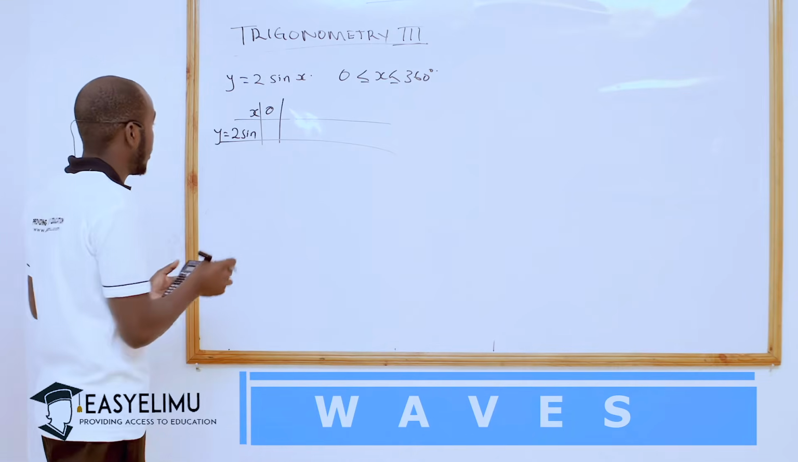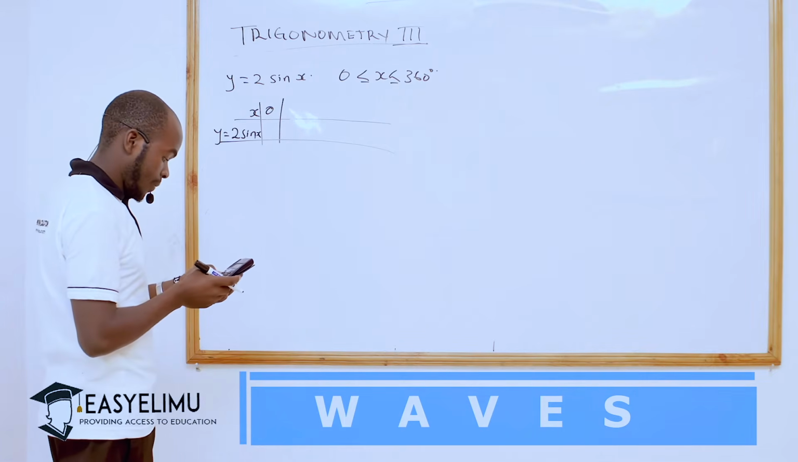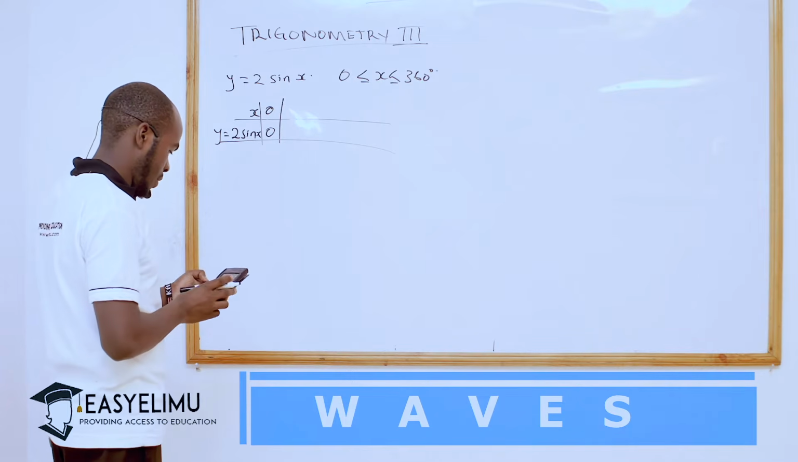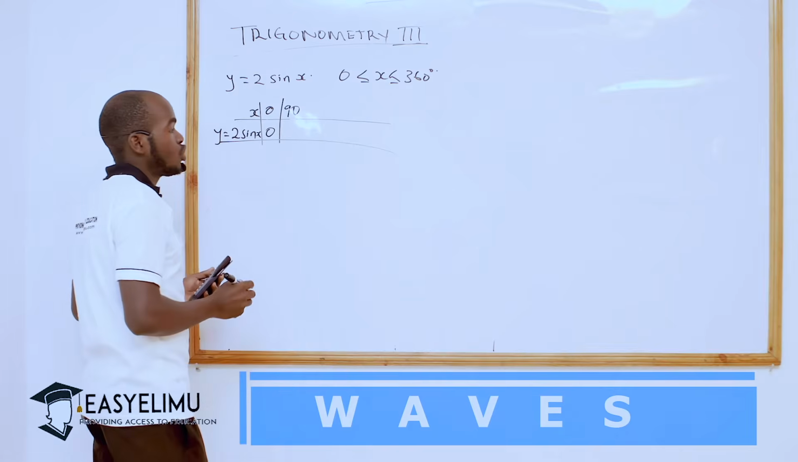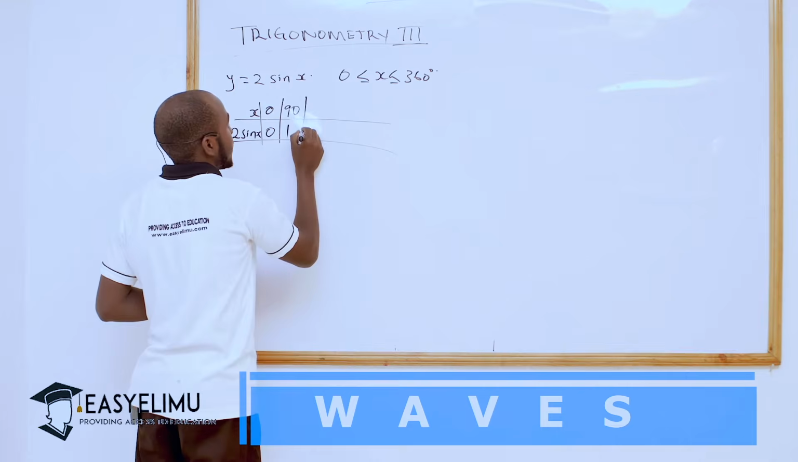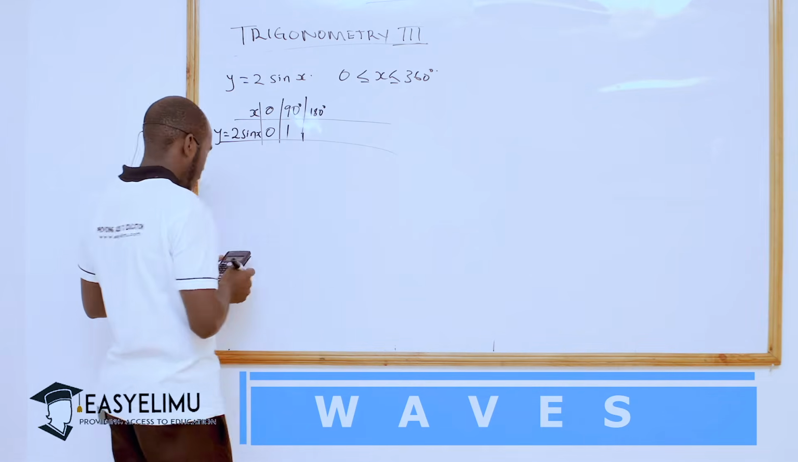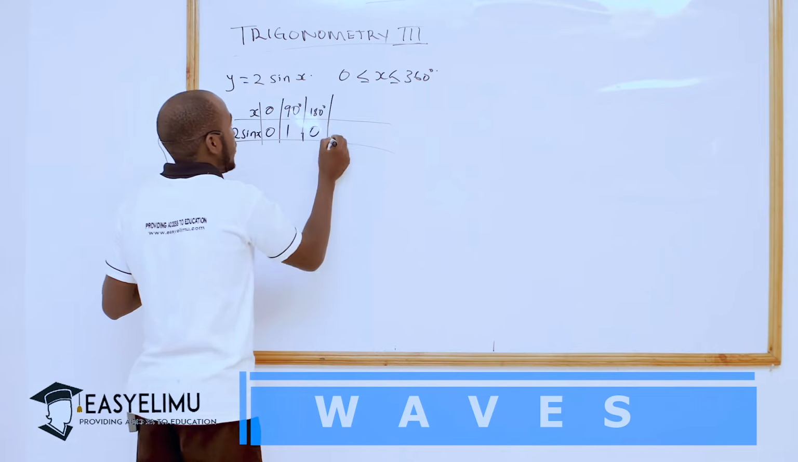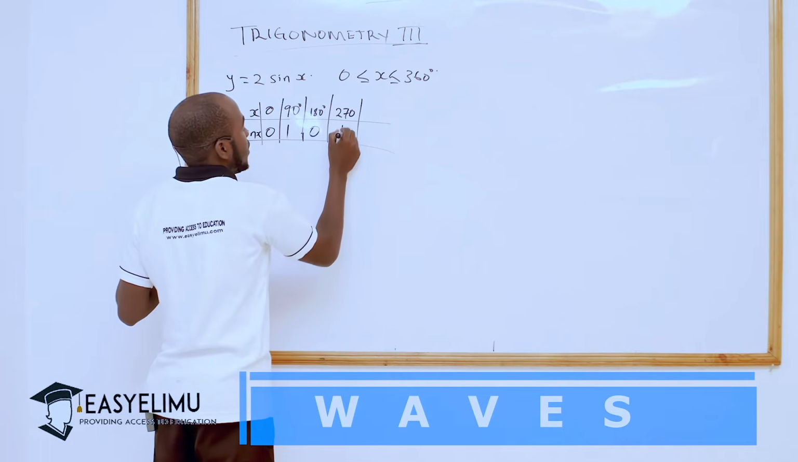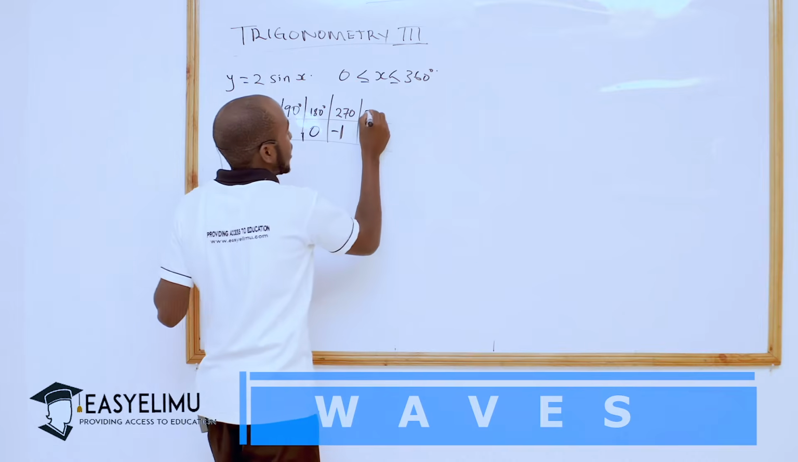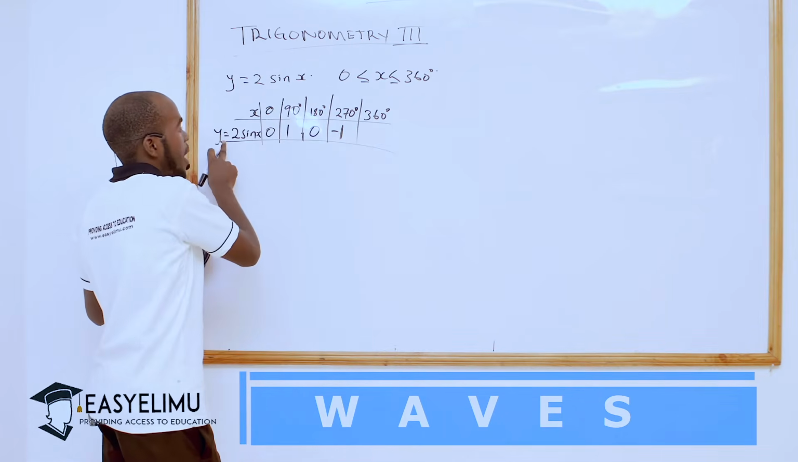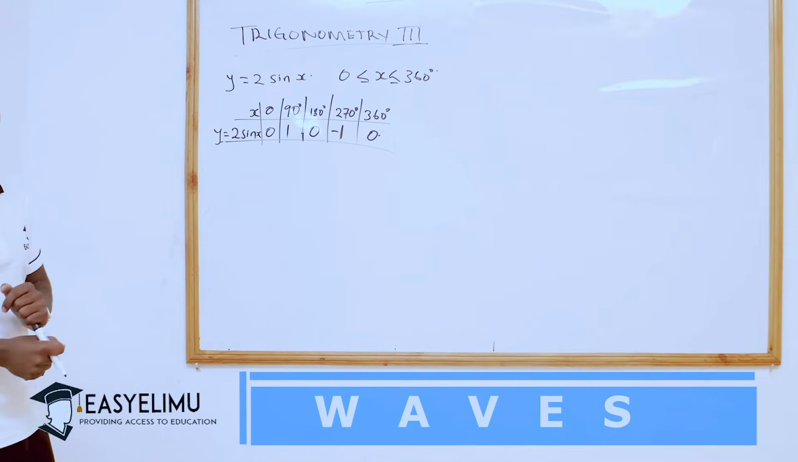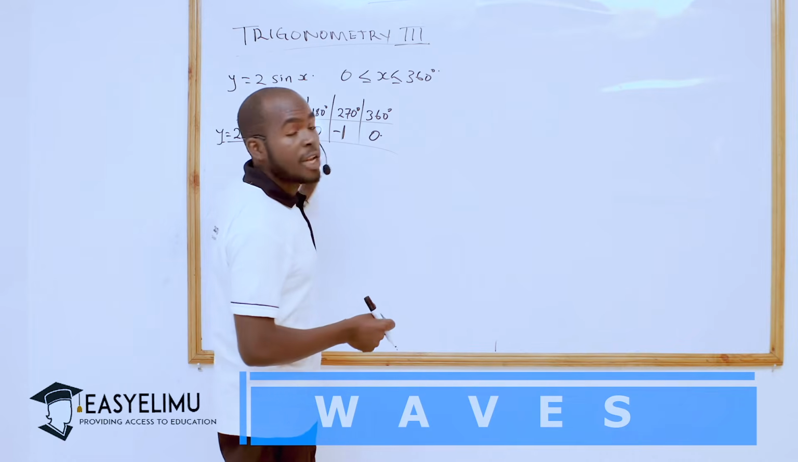And if we start with 0, we can identify 2 sine x, which is our y. If we take x to be 0, then 2 sine x will also be 0. If we take x to be 90, 2 sine x will be 1. If x is 180 degrees, then y will be 0. At 270 degrees, this becomes negative 1. And at 360 degrees, y will be 0. So we can draw that kind of wave and identify the amplitude and the period of the wave.